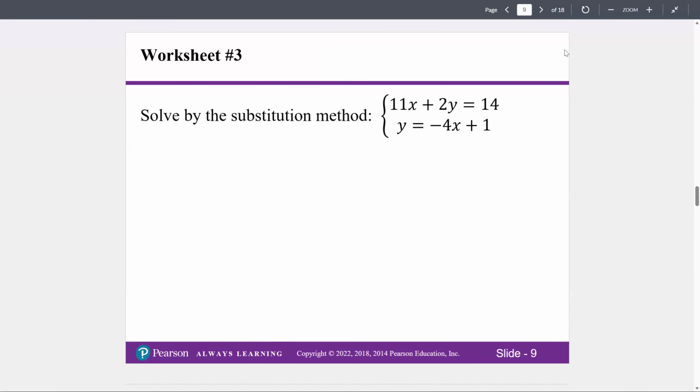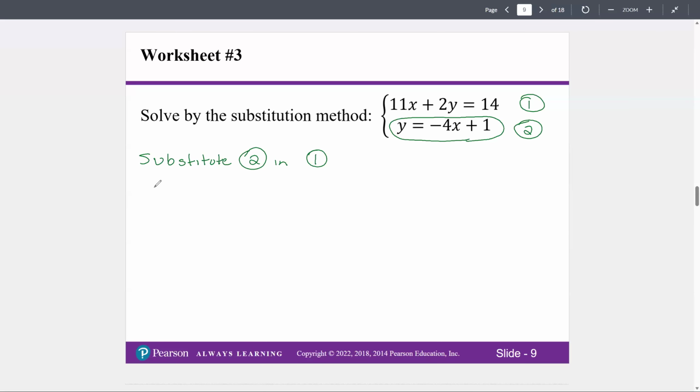All right, so for this one, we actually already had one of our lines in the form of y equals negative 4x plus 1. So we do not have to solve one of our equations for x or y. Sometimes we have situations like this. So all we're going to do is substitute 2 into 1.